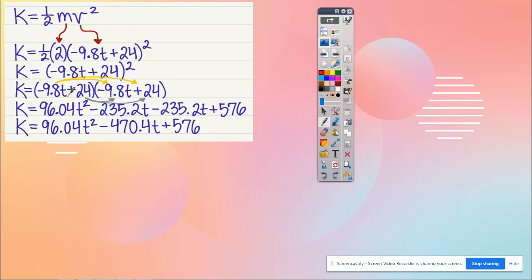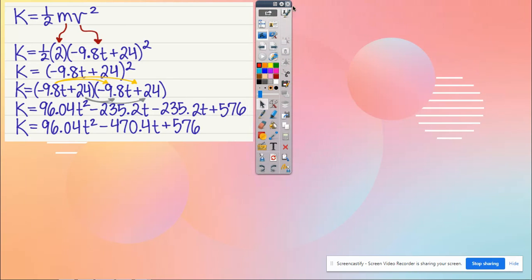Then from here, after distributing twice or FOIL, whatever you want to think about, I did write all 4 terms without combining like terms yet. So now what I'm going to do is I'm going to take your negative 235.2t and negative 235.2t and combine like terms to get negative 470.4t. So that is my kinetic energy done.